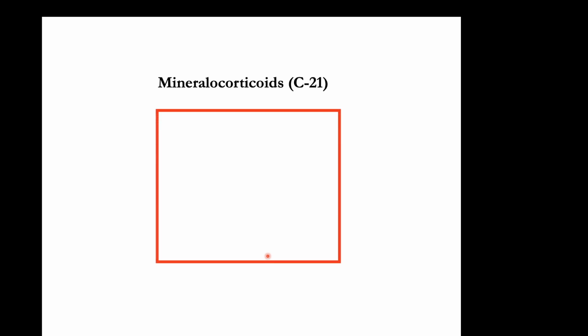Mineralocorticoids: the primary mineralocorticoid in our body is aldosterone. It is also a 21 carbon steroid hormone, but it is produced mainly in the zona glomerulosa, unlike cortisol, which is mainly produced in the zona fasciculata. We know that the zona fasciculata is the middle layer, whereas the zona glomerulosa is the outermost layer of the adrenal cortex.